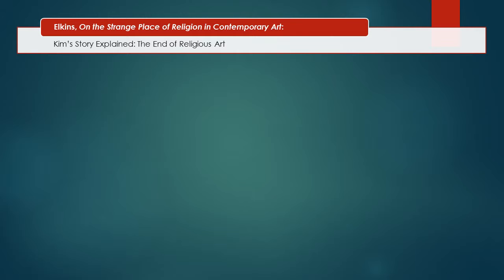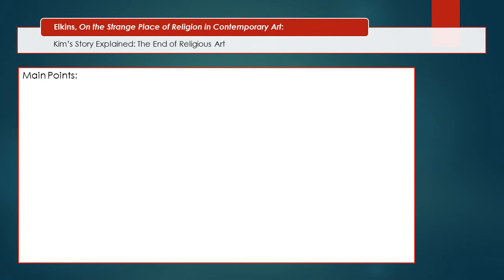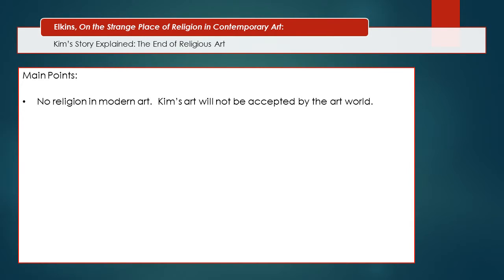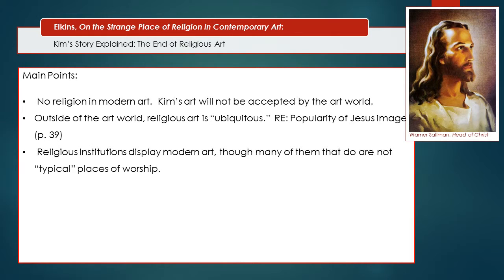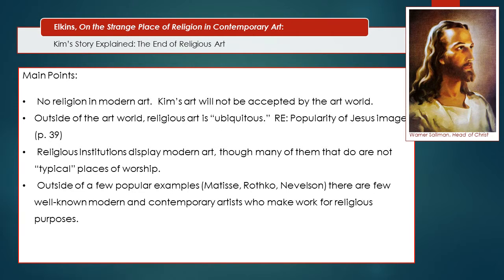Continuing on with Kim's story by James Elkins. James Elkins argues that there is no religion in modern art. Therefore, Kim's art will not be accepted by the art world. Outside of the art world, however, religious art is ubiquitous, and he uses the popularity of this image as an example. Religious institutions display modern art, though many of them that do are not typical places of worship.